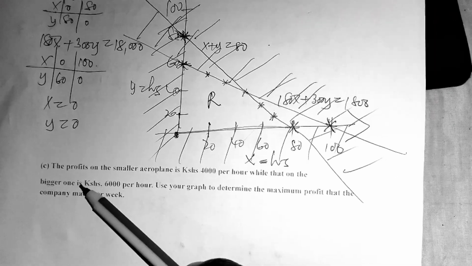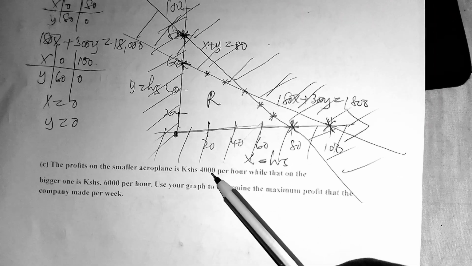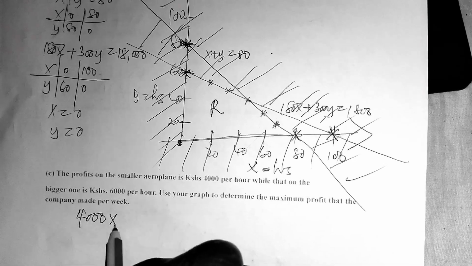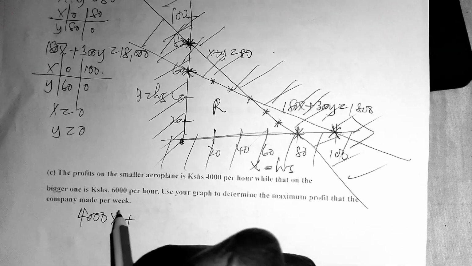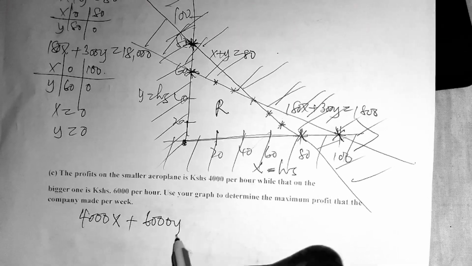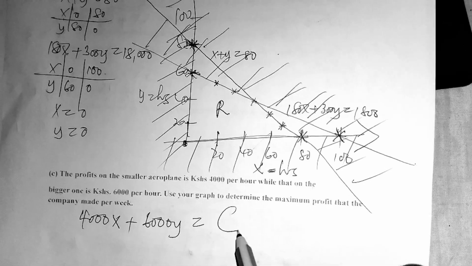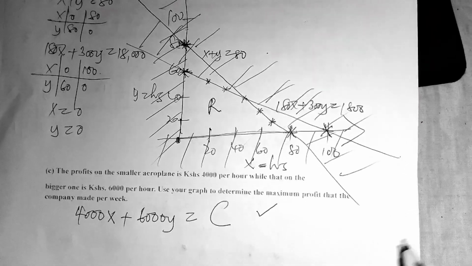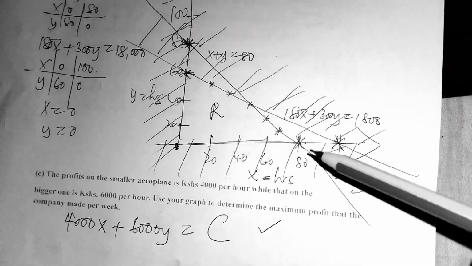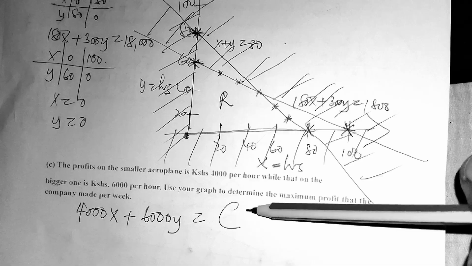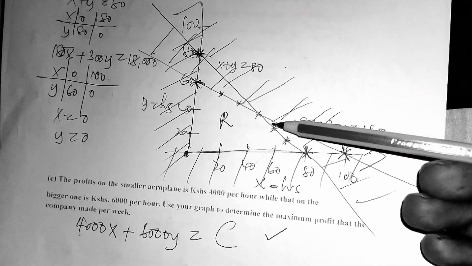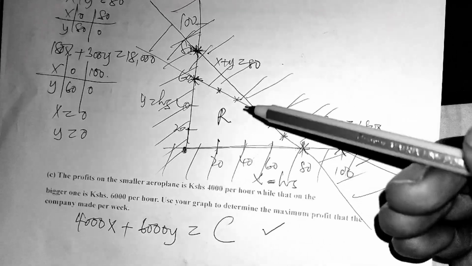Here they're saying the profit on the smaller aeroplane is 4,000 per hour, so total profit we have 4,000x. And that on the bigger aeroplane is 6,000 per hour, so we have 6,000y. So 4,000x plus 6,000y is equal to c, and this becomes your objective function. Use the graph to determine the maximum profit that the company made. So you're going to test these points. Which one will give you the maximum profit?